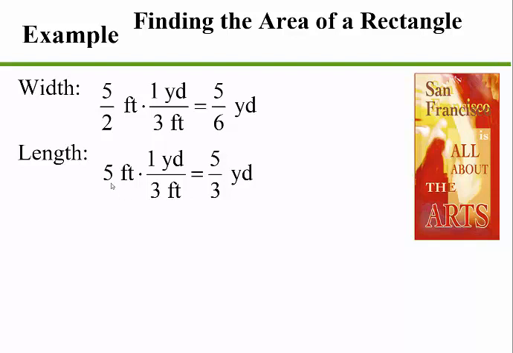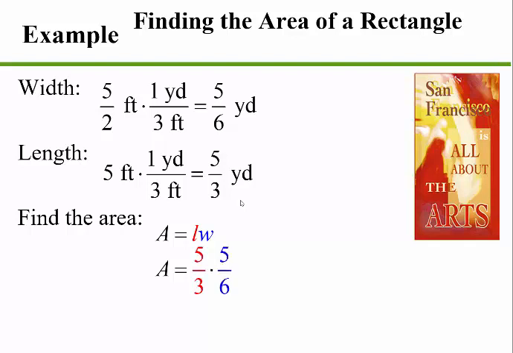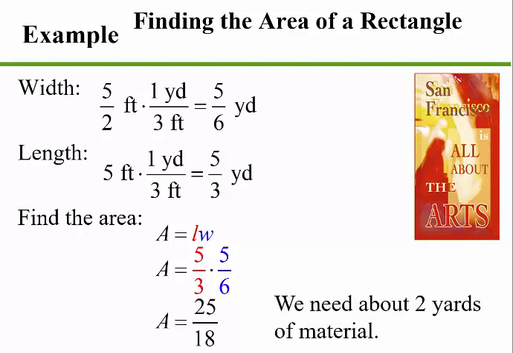The same thing with the length. You're going to take 5 feet and multiply it by 1 yard divided by 3 feet. You get 5/3 of a yard. So to find the area, you do length times width. Area is equal to 5/3, the length, times 5/6, the width, or 25 over 18. If you plug that in, you can't get less than a full unit, so you're going to need about 2 yards of material.